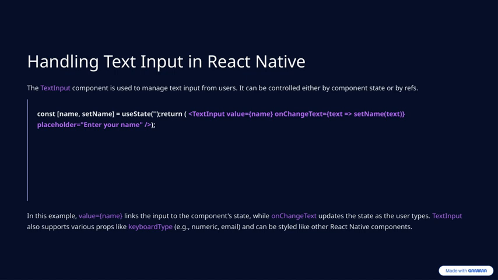Another important aspect is that TextInput comes with various props to customize its behavior, like keyboardType, which can be set to numeric, email, or other types depending on what kind of input you need. It's also styled just like other React Native components, so you can make it fit seamlessly into your app's design. Overall, understanding how to handle text input effectively is vital for creating user-friendly interfaces, and controlling it through state makes your app more predictable and easier to manage as it grows.